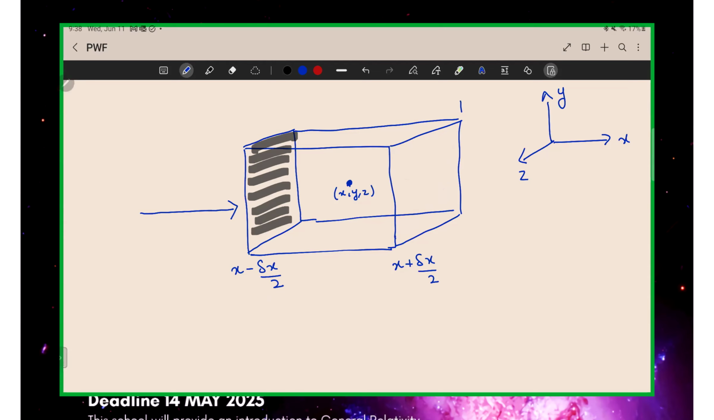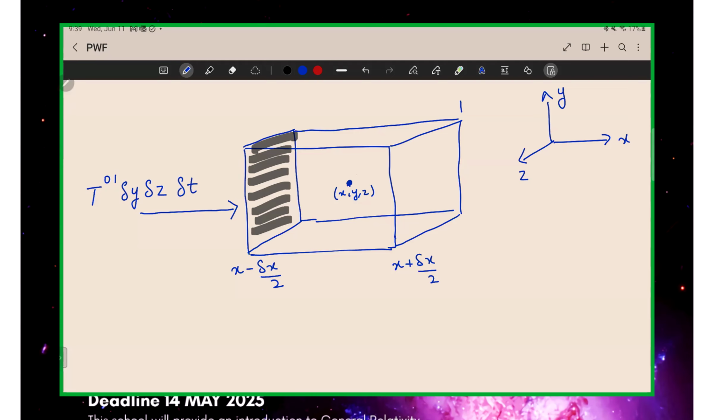So what is the energy flux? Well, energy flux, as we discussed earlier, was just Tx, or I will write T01 now because that's the notation that we use, times the area of this face, which is delta y, delta z, multiplied by time. It will take some time for it to reach this central point.